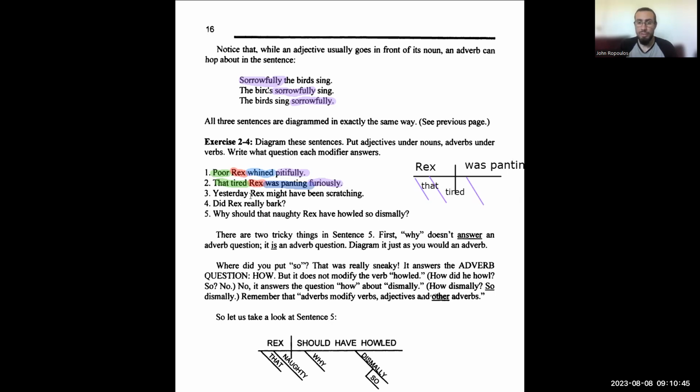Do that with all of these. And remember, number 3, yesterday. What is it? What's it answering? It's answering when. So it's an adverb. So where's it going to go? It's going to be modifying scratching. So don't put it somewhere near Rex because that's not what it's modifying. It's modifying scratching. Okay, so you can finish these.